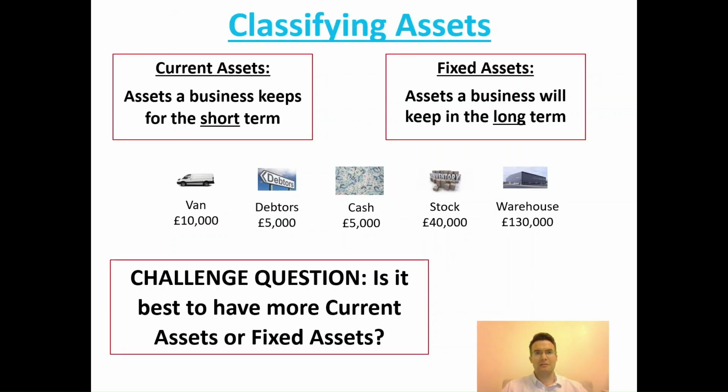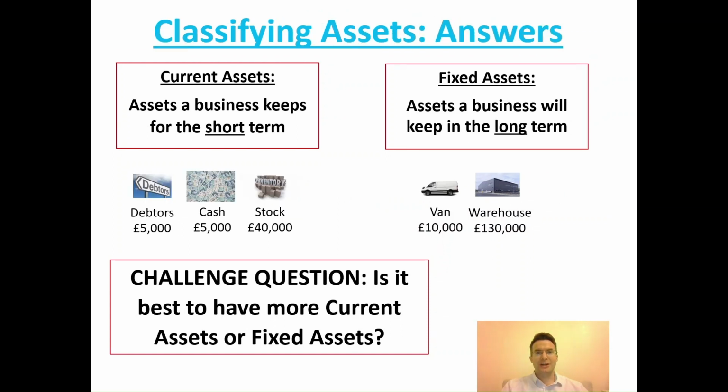In order to further our understanding, we have to classify assets in 2 different groups. So, firstly, current assets. These are assets that a business keeps just for the short term, generally kept for shorter than a year. Whereas fixed assets, on the other hand, are assets a business will keep in the long term. Assets, belongings, that a business will keep for generally longer than 1 year. Now, on the screen you've got the 5 assets we identified earlier. Can you split them into those 2 categories? Now may be a good time to pause the video.